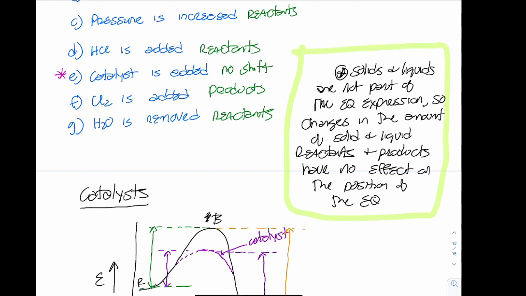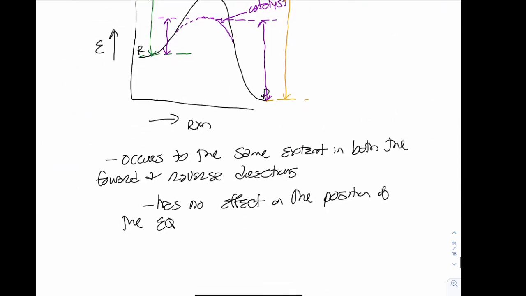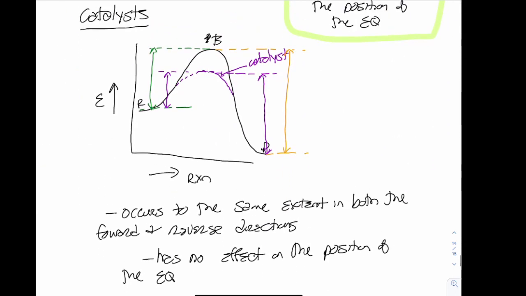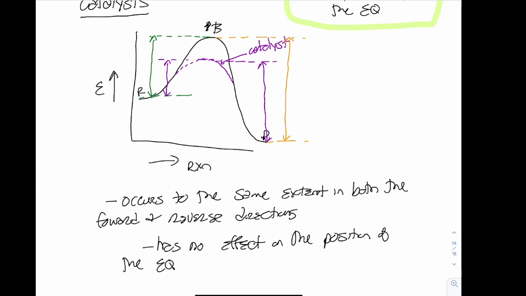So things where our answer is going to be no shift, right? If we have a solid or a liquid and we add reactants, we add product, as long as they're solids or liquids, there's going to be no shift. Add them, remove them, it doesn't matter, no effect because they're not part of my expression. And then catalysts, because I'm increasing my rate, decreasing my activation energy by the same amount in both directions, it has no effect on the position of my equilibrium.